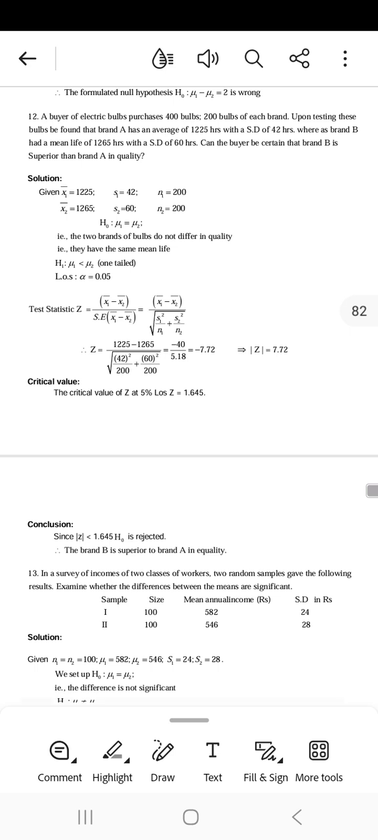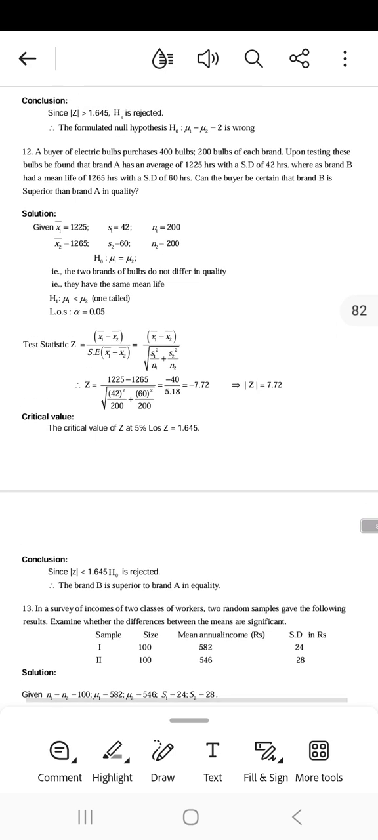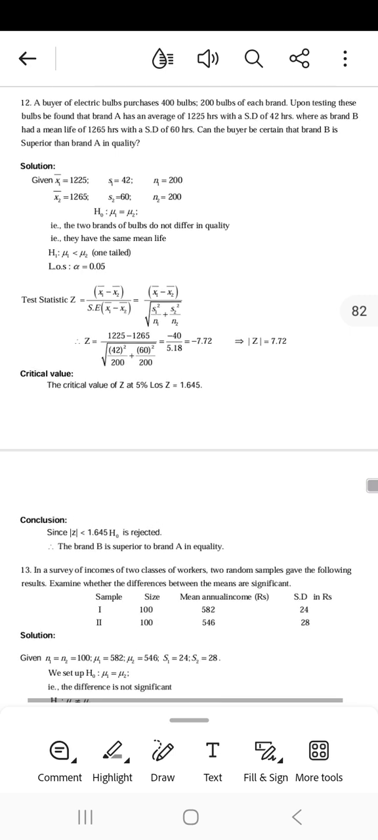In this question, we have to check whether brand B is superior to brand A. That is, the lifetime hours of brand B is superior to brand A. So that is the question. First, take the given data one by one.